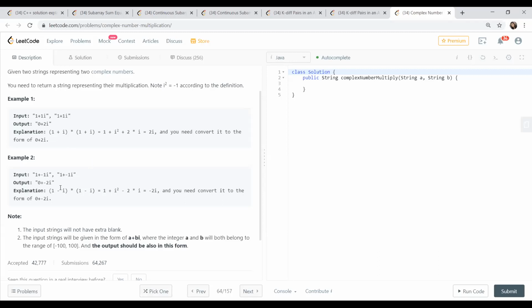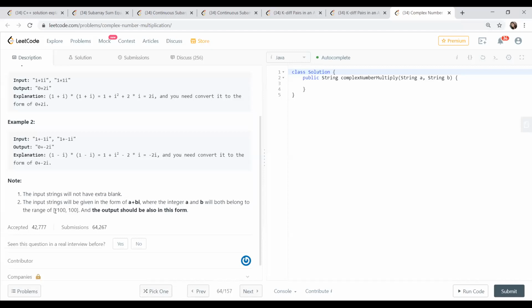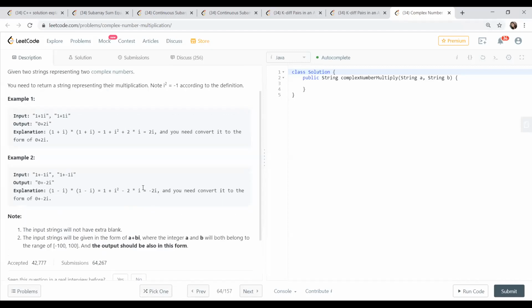Similarly with this example, I think it's a minus b, we need to use the a squared minus b squared approach. Then this is the equation we form, and here i squared is -1, so this forms -2i, and you need to convert it into plus -2i. You need to see the sign as well for that, and we need to return the string. And they have given the range, between -100 and 100 for a and b. So has anybody tried this question?